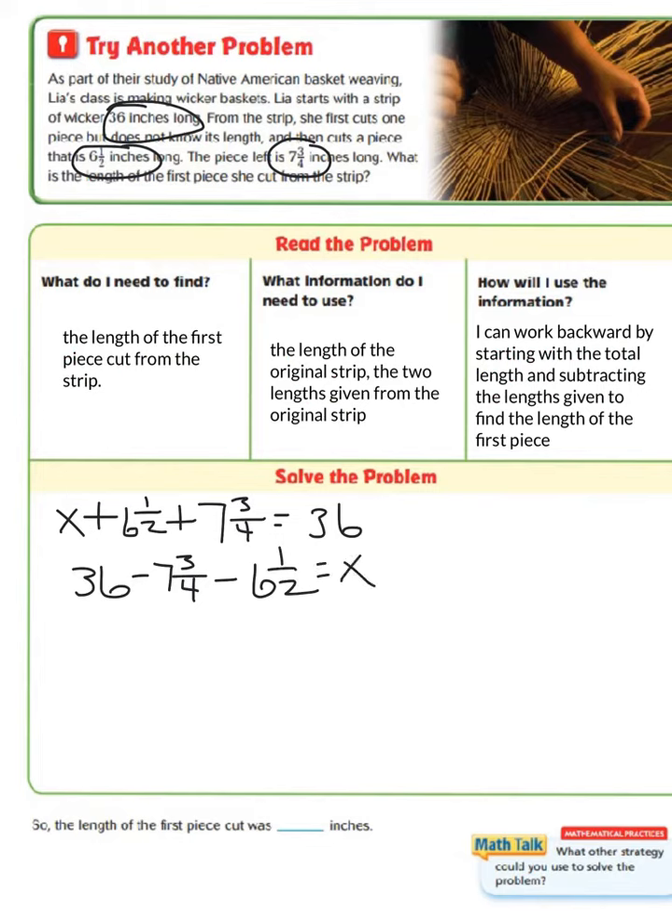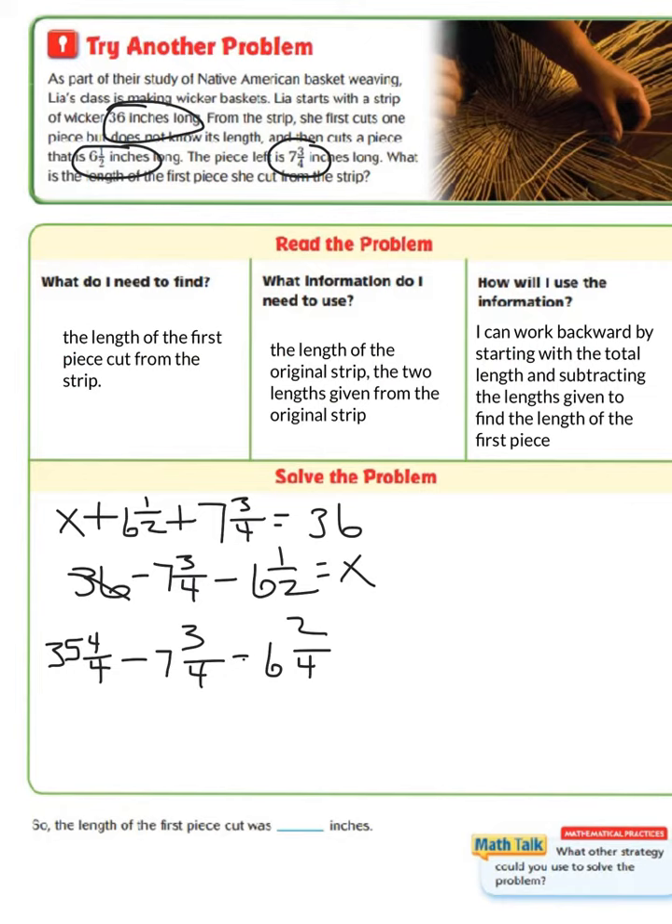So to get started, we need to find our common denominator for our two fractions. So that would be 7, and our common denominator would be 4. And 2 times 2 is 4. What we do to the denominator, we do to the numerator. So 1 times 2 is 2. And that one stays the same. And we're going to have to borrow in order to make a fraction for this. So it would be 35 and 4/4, because we took 1 whole from 36. So we know that 35 and 4/4 minus 7 and 3/4.